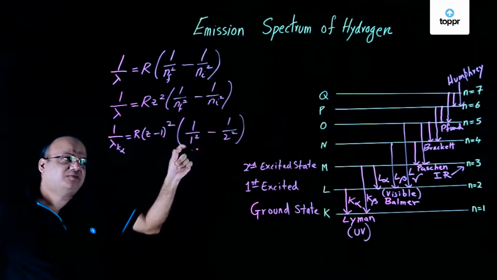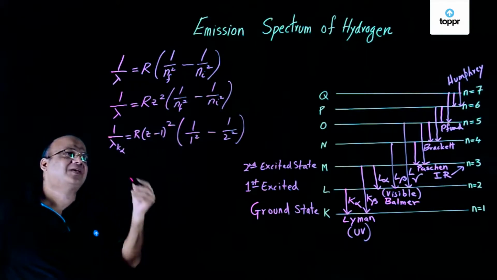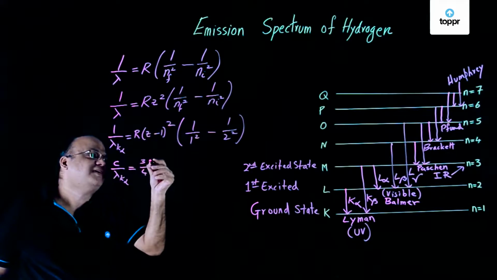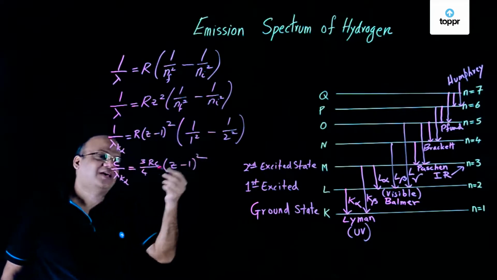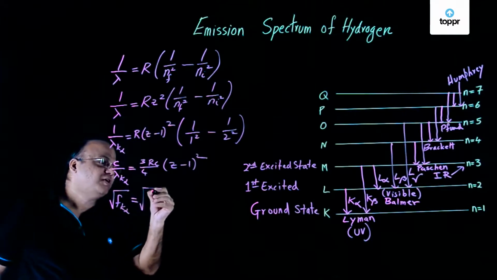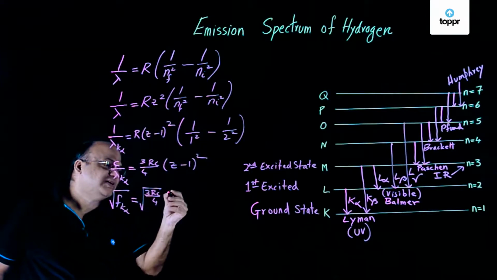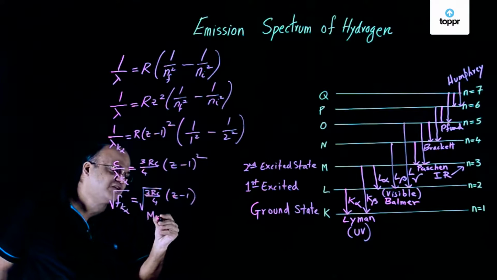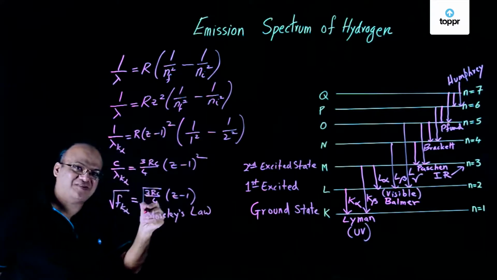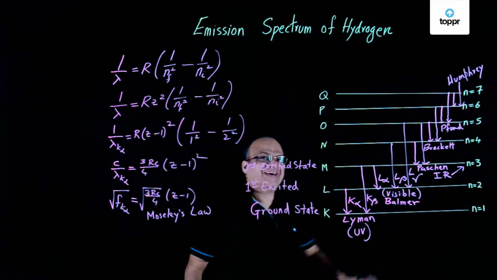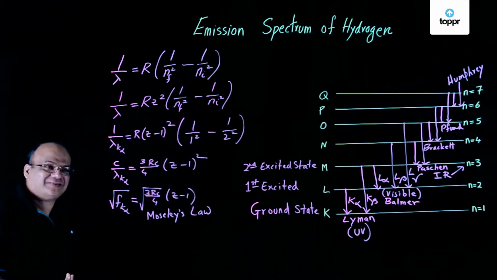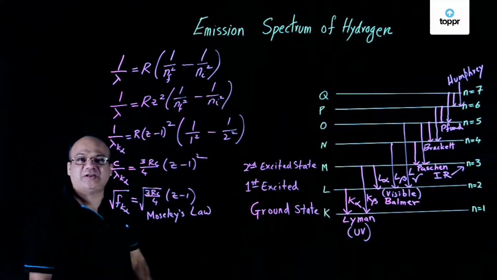From here you get Moseley's law. You multiply this by c, you get frequency. So c by lambda for K alpha will become 3 by 4 R c into Z minus 1 whole square. If you take square root, this is frequency of K alpha X-ray. So square root of frequency of K alpha is equal to root over 3Rc by 4 into Z minus 1. This is what is Moseley's law of characteristic X-ray spectrum. And this one led to the concept of atomic number, right? So all this started from the emission spectrum of hydrogen. In fact, Bohr model also started with the emission spectrum of hydrogen. And here we come to the concept of atomic number.